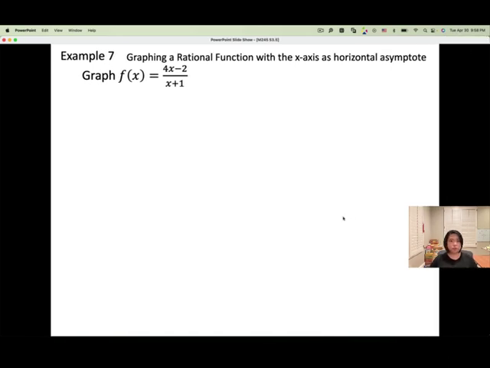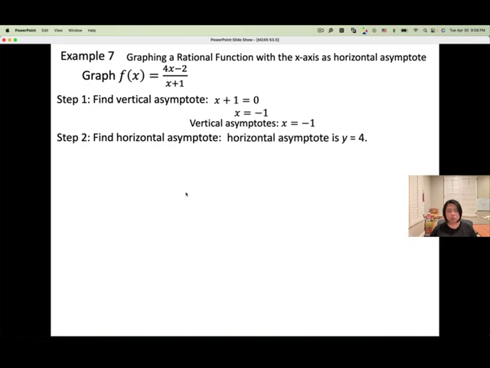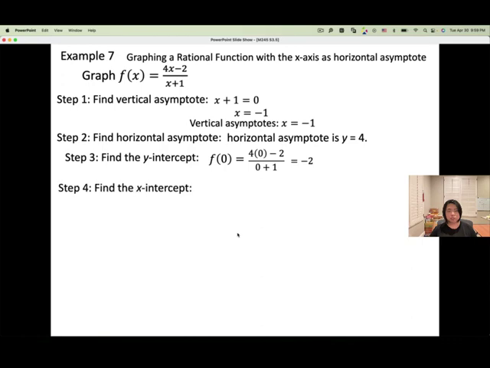Okay, this one. Do the same thing. First, find the vertical asymptote. So that will be x equal to negative 1. Horizontal asymptote: n equal to 1, m equal to 1. So we have y equal to 4. And then the y-intercept, put x equal to 0, so you do have negative 2 here. X-intercept, we're gonna let the numerator equal to 0. So x equal to 1/2, right?